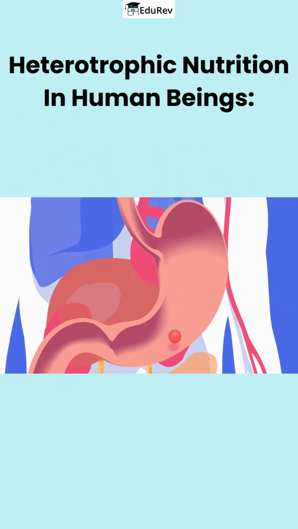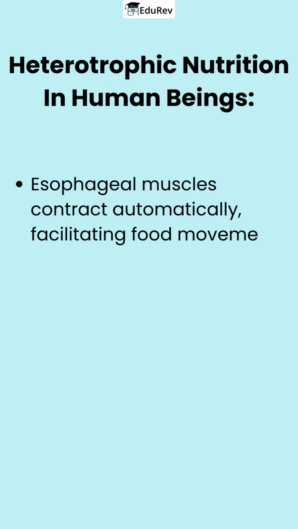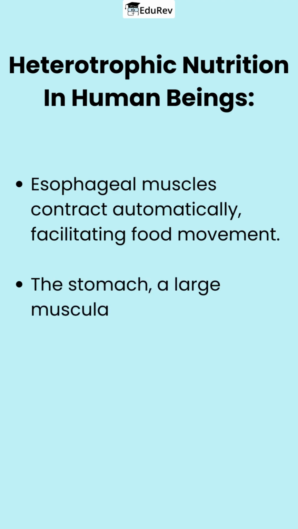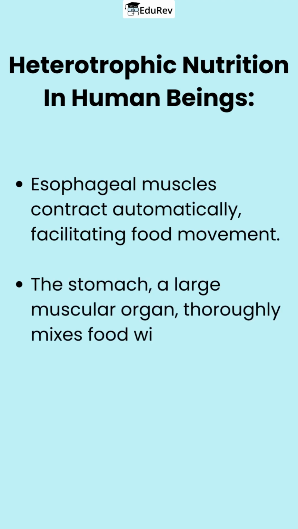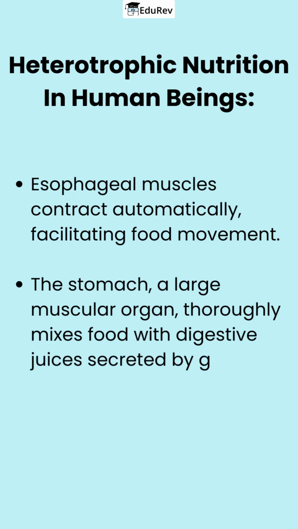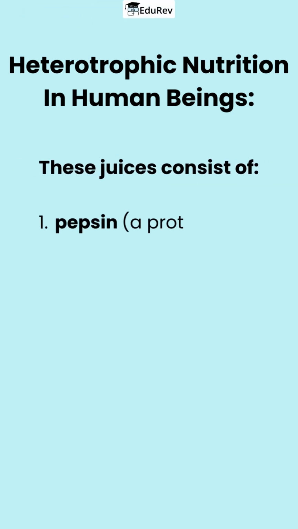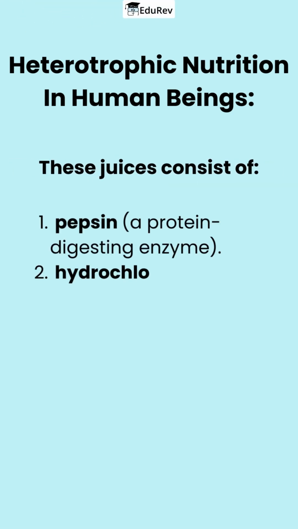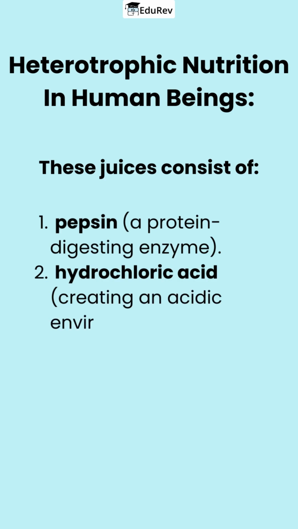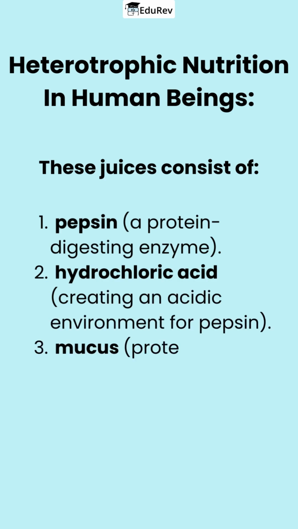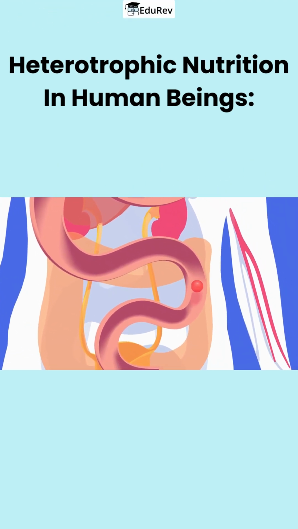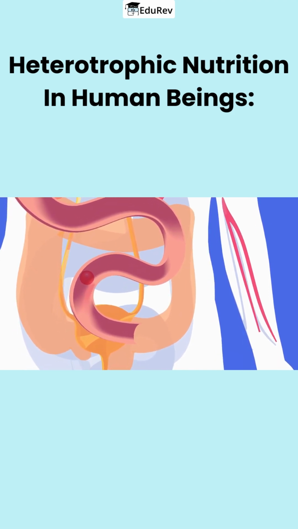Food travels through the esophagus to reach the stomach. Esophageal muscles contract automatically, facilitating food movement. The stomach, a large muscular organ, thoroughly mixes food with digestive juices secreted by gastric glands present in its walls. These juices consist of pepsin, a protein-digesting enzyme, hydrochloric acid, creating an acidic environment for pepsin, and mucus, protecting the stomach lining. A sphincter muscle at the stomach's end gradually releases food into the small intestine.